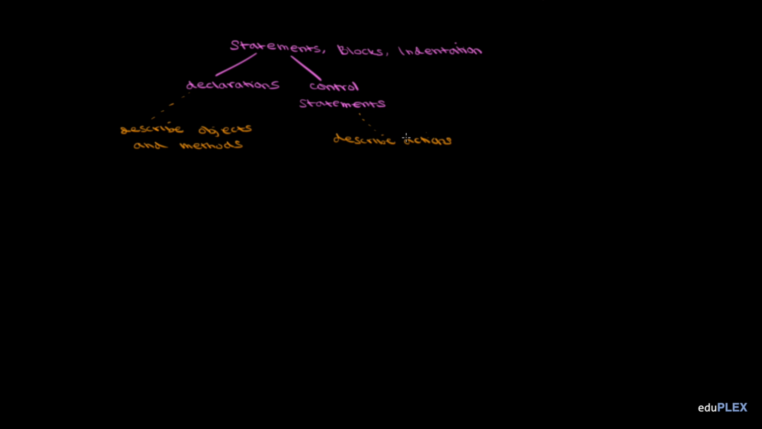Statements are the basic lines of code we write in Java. There are two types of statements, declarations and control statements. Declarations describe objects and methods, while control statements describe actions. Statements in Java are terminated with a semicolon, which basically just means we put a semicolon at the end of every line. We can group statements using braces.